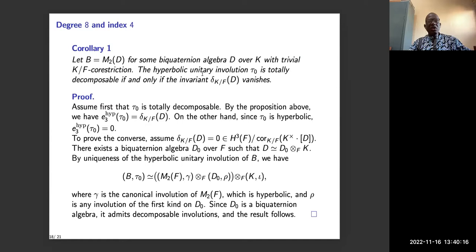We always assume that D is M2 of D, where D is a biquaternion algebra over T with trivial co-restriction. On this algebra, we have a hyperbolic involution tau rho, which is unique. This involution tau rho is totally decomposable if and only if the invariant small delta of D vanishes.